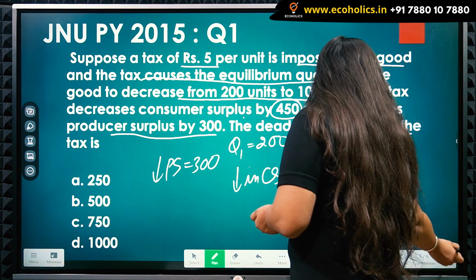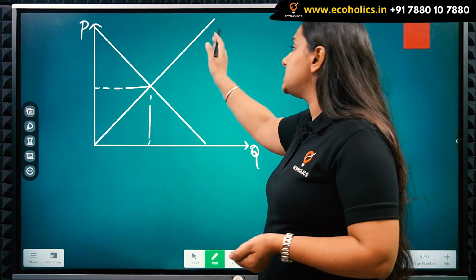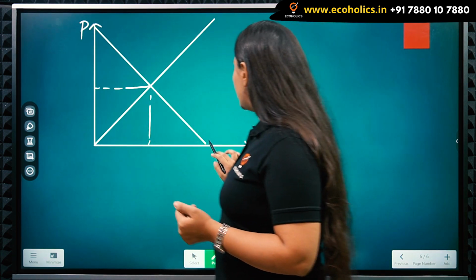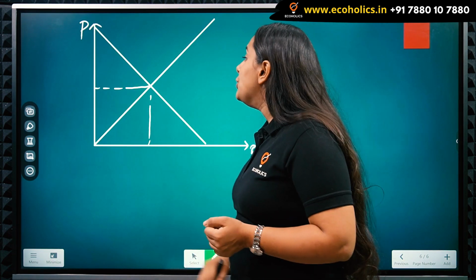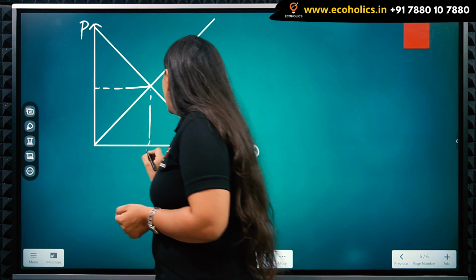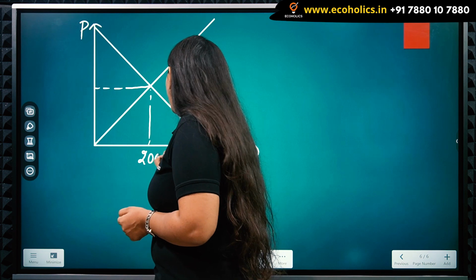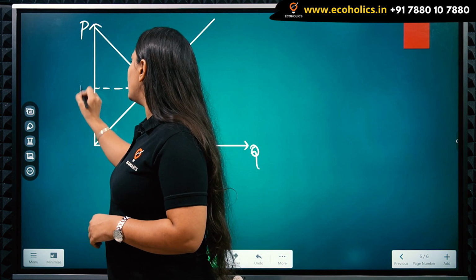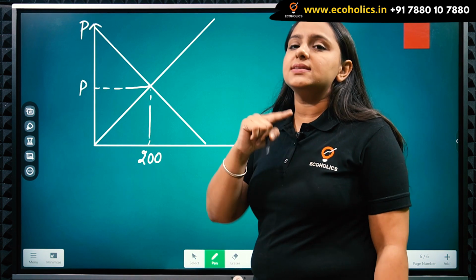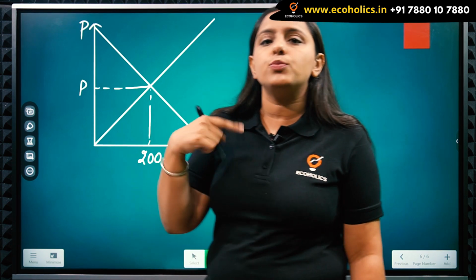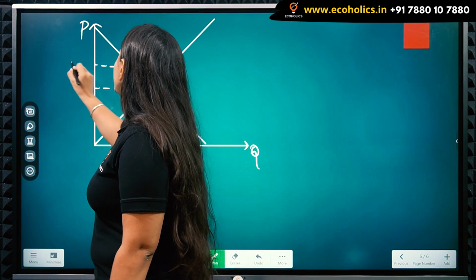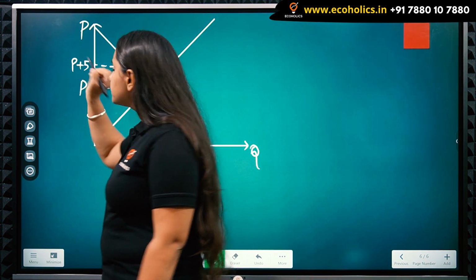So coming to this. This is the equilibrium market situation, where this is my demand curve and this is my supply curve. So we were at equilibrium here. The equilibrium quantity earlier was 200, and whatever the price was, I'm keeping it as P only. Now, because there is an imposition of tax, the prices have increased, so we are moving to P plus 5.